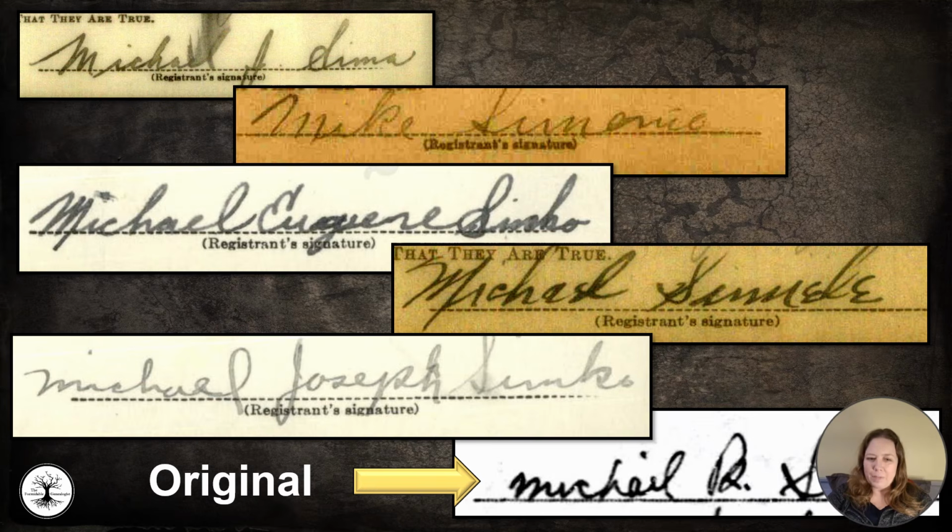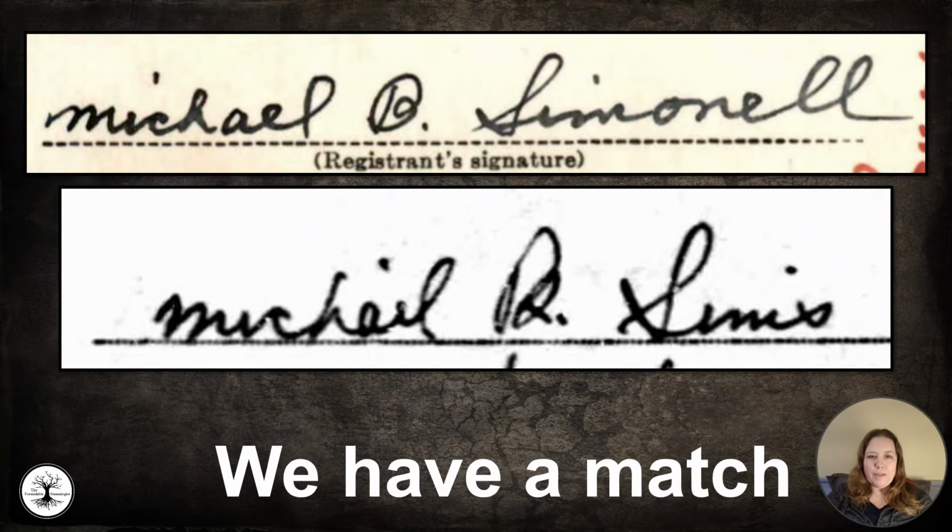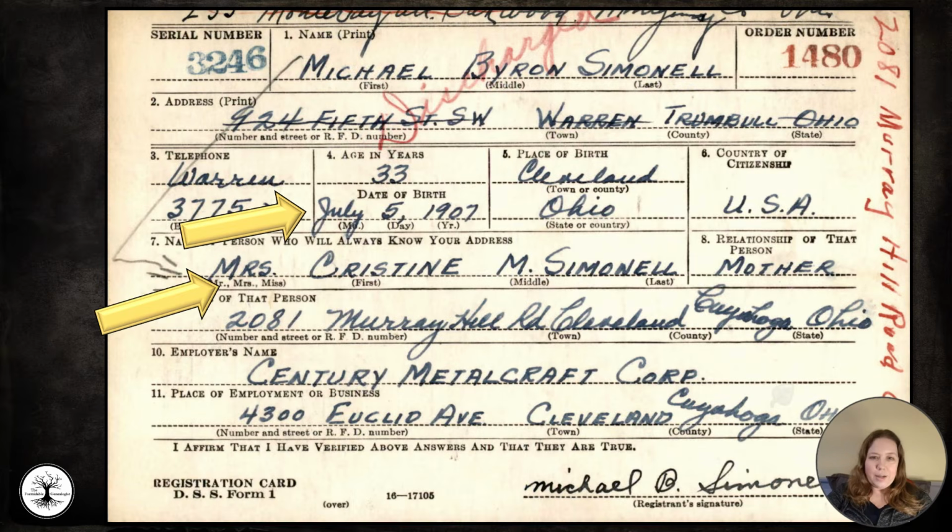Nothing was jumping out at me as a really good lead until I found Mr. Michael B. Simonell. He has the exact same signature as Michael B. Sims. Like you can see how Michael is kind of scrunched, and then you've got the bigger B and then a pretty solid S. It's really, really close here, and I am convinced this is definitely our guy.